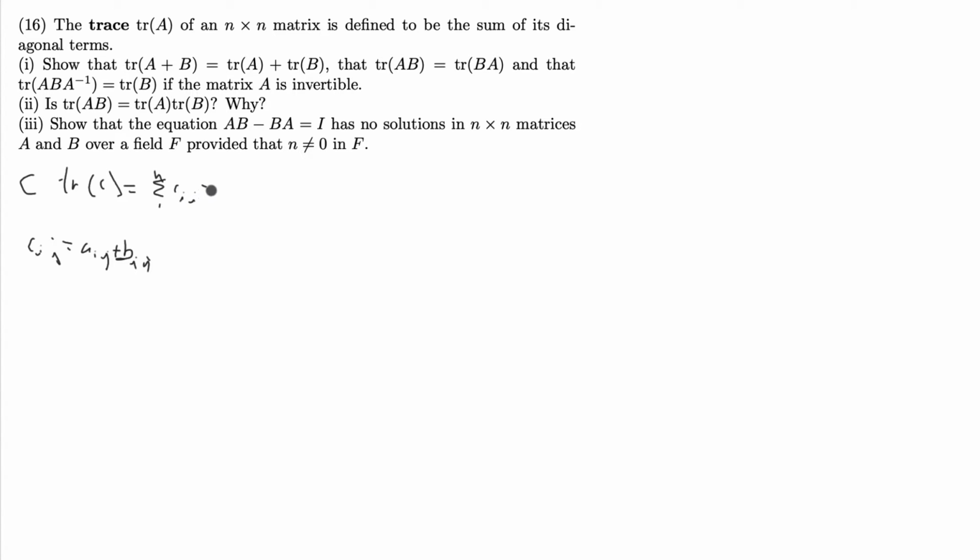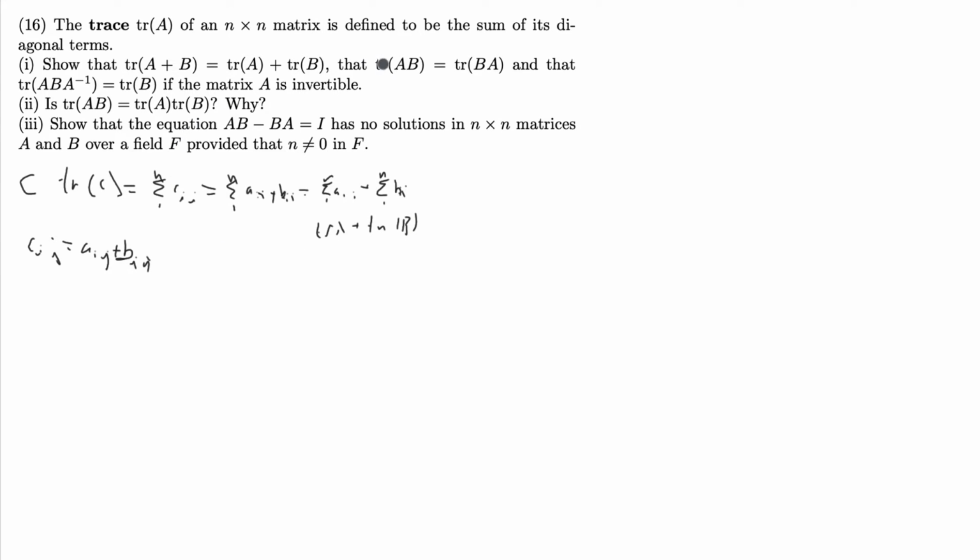Therefore, this equals the sum from 1 to n of A_ii plus B_ii. Then we apply the property of sums, that this is the sum from 1 to n of A_ii plus the sum from 1 to n of B_ii. However, we'll note that this is just the trace of A plus the trace of B. So we're done.